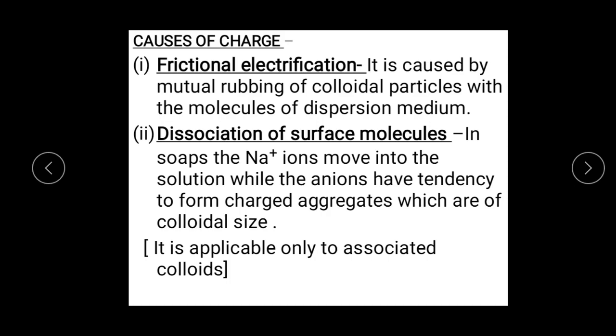Now we move on to the second reason, and this is applicable only to associated colloids. Dissociation of surface molecules takes place in soaps, where the sodium ions move into the solution while the anions aggregate, which are of colloidal size.